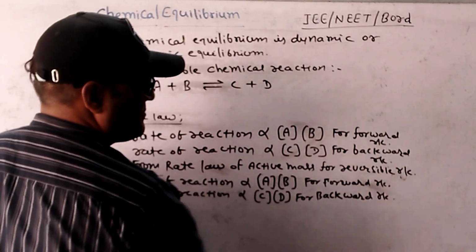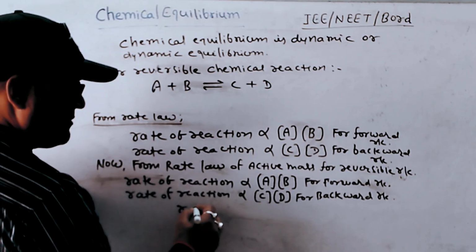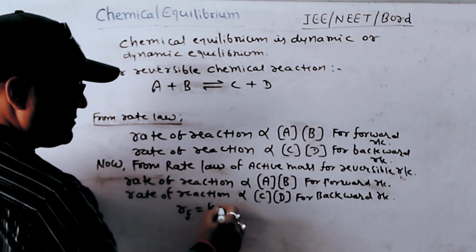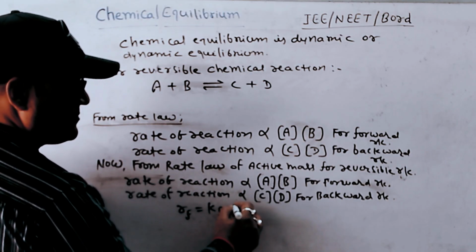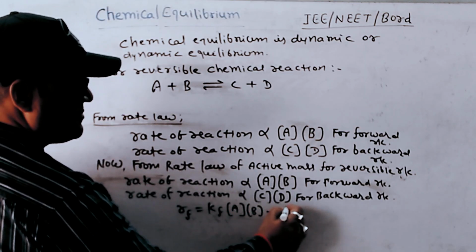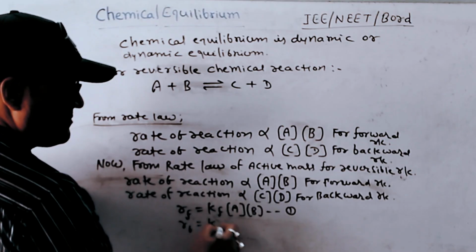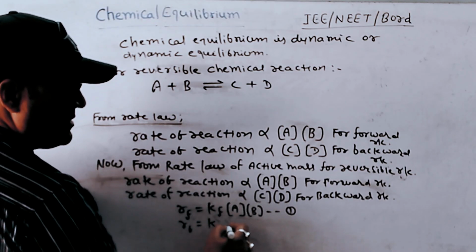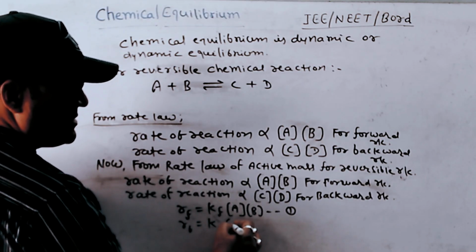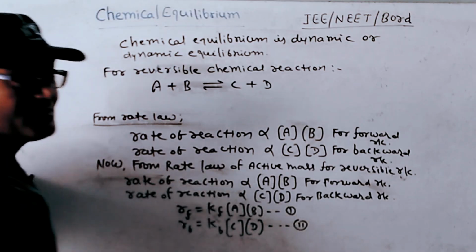So we can write: rate of forward reaction is equal to the constant for forward reaction into active mass of A into active mass of B. This is equation 1. Rate of backward reaction is equal to the constant for backward reaction into active mass of C into active mass of D. This is equation number 2.